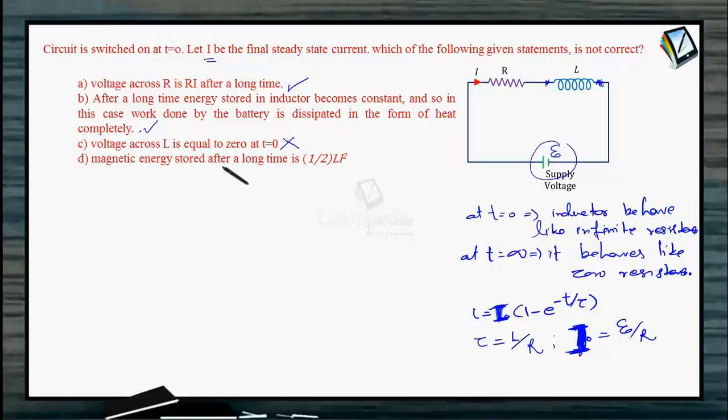Magnetic field energy stored after a long time is half L I squared. That's correct. So these three options are correct and one is wrong. So which of the following given statements is not correct? Our answer has to be C only. Have you got the point? We have to select the incorrect option. You have to be extra careful in such questions.